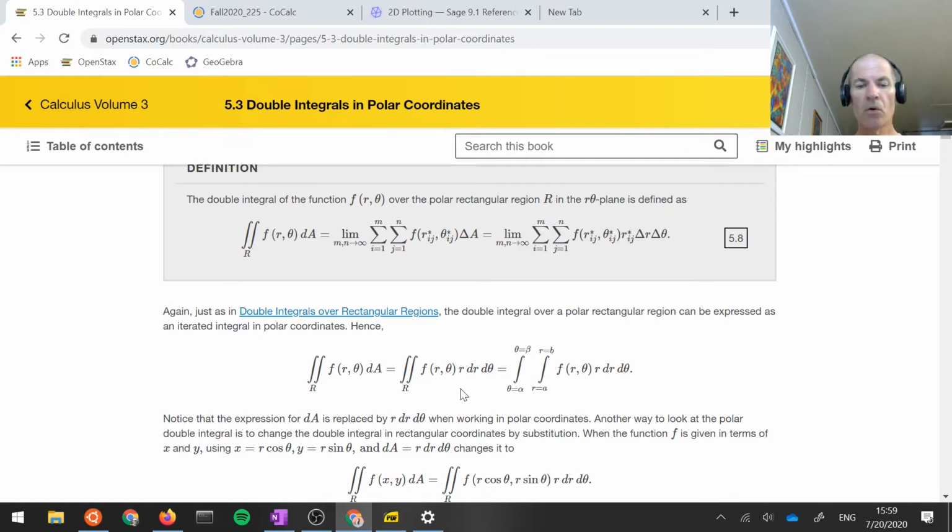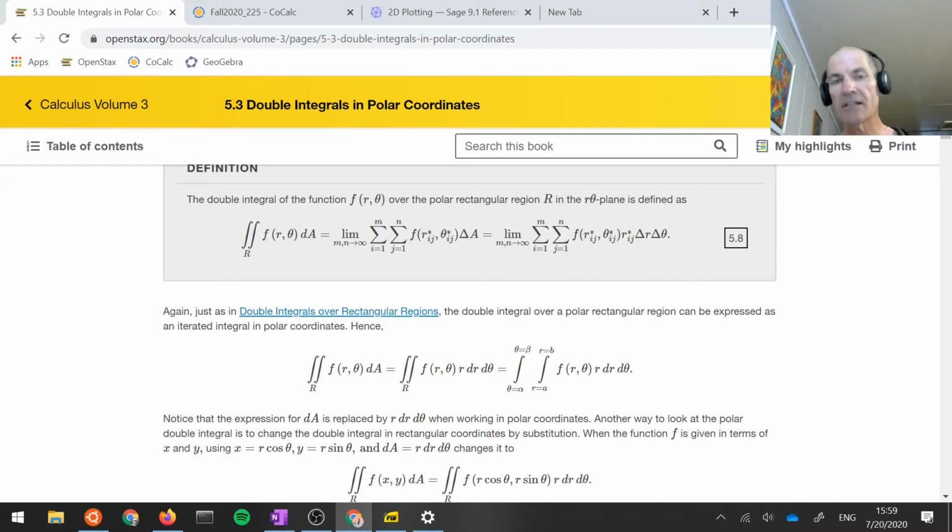So in polar coordinates, the double integral over the region is f evaluated at r and theta, so f as a function of r and theta, times an extra factor of r to account for this variability in the area of the base, and then just dr d theta. It's a double integral. If you happen to have limits, then integrating dr d theta means the inner limits are with respect to r and the outer limits are with respect to theta.